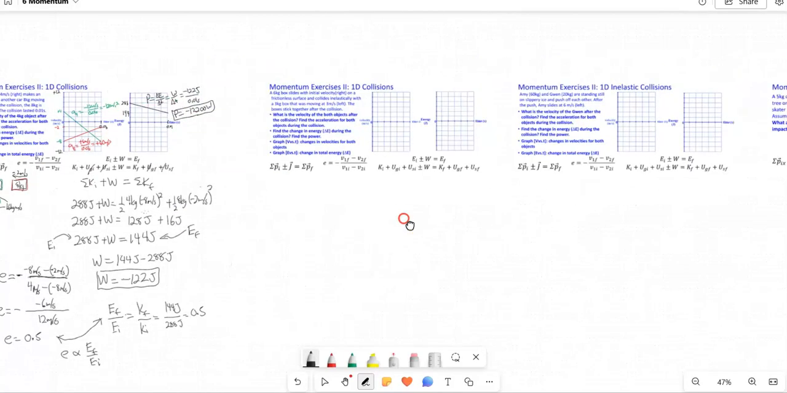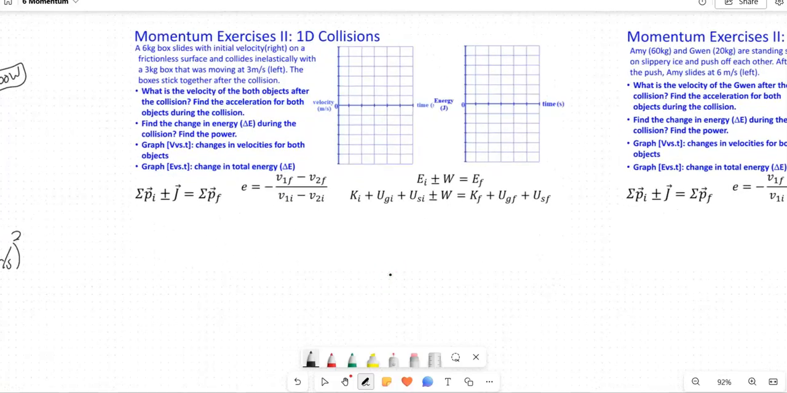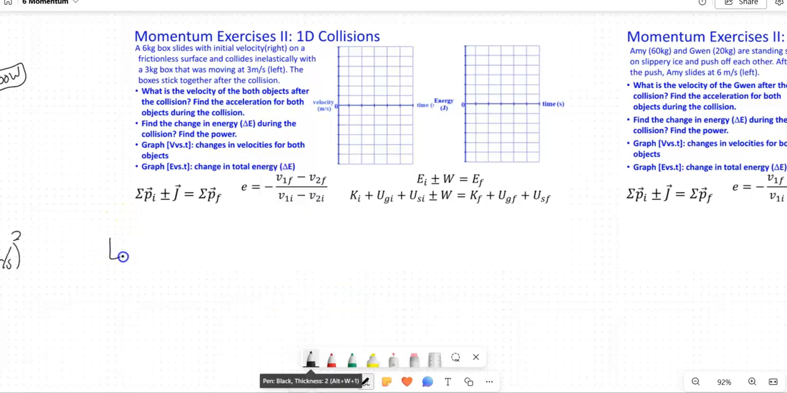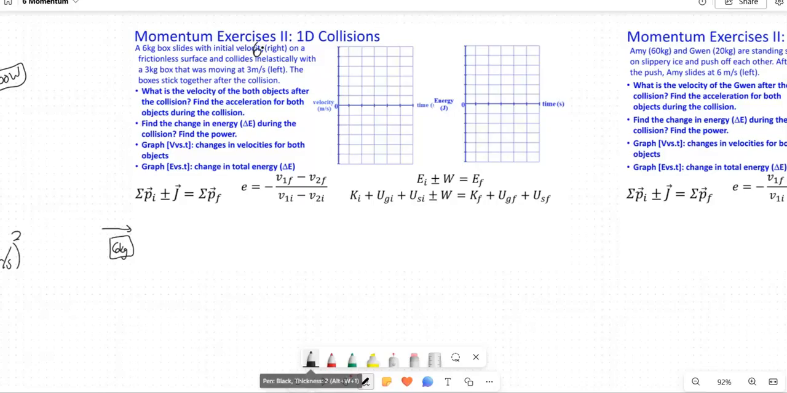Let's move on to another problem. This is an elastic collision problem. I'm just going to get into it, drawing the pictures. It looks like we have a 6 kilogram block that is moving to the right at, hold on one moment. The problem should have stated that this is 6 meters per second to the right. So it's moving to the right at 6 meters per second. So there we go.